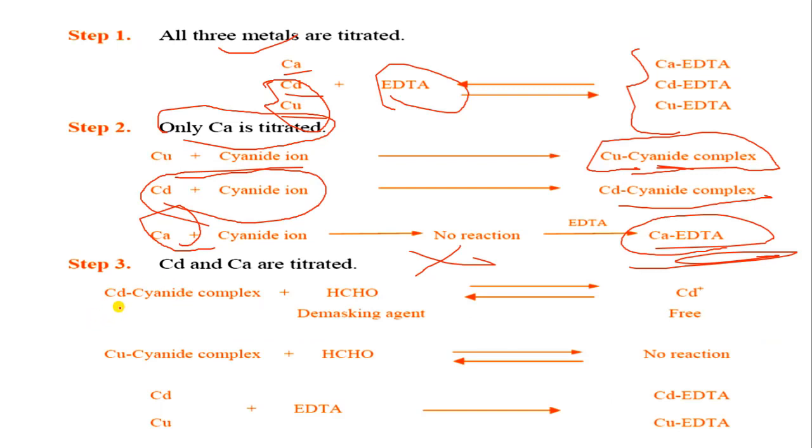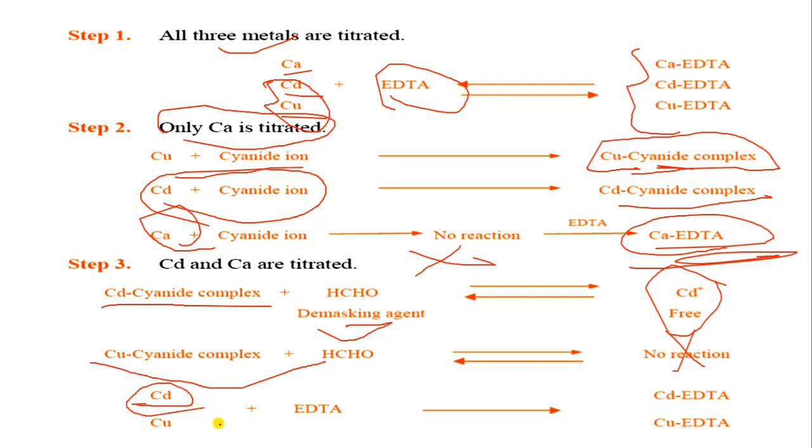Means here what can we do? Now in this cadmium cyanide complex, we add formaldehyde as a demasking agent. So our cadmium will be free. When it is mixed with the Cu cyanide complex, there will be no reaction, so copper will not be free. Only cadmium is free here. So we can find cadmium as the second analyte. So there will be a cadmium EDTA complex as well as a Cu EDTA complex. So this is how we can use masking as well as demasking agents.